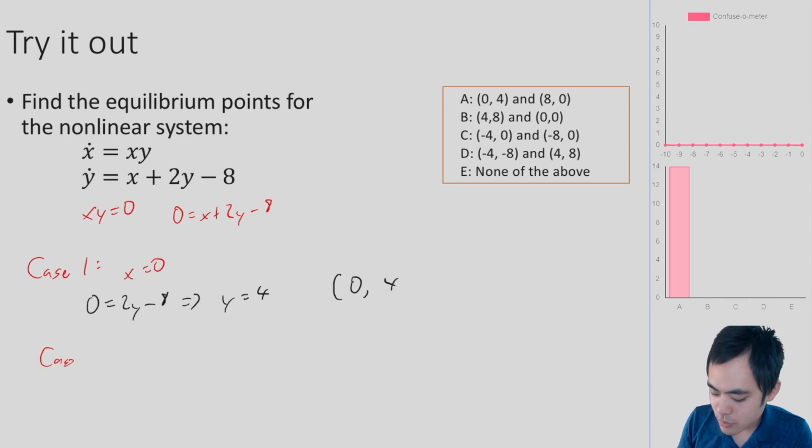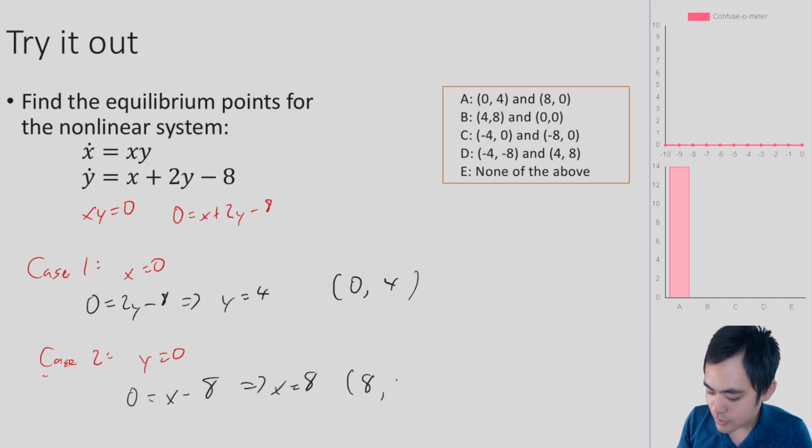Case 2, we have y is equal to 0, and so then we're left with 0 is equal to x minus 8, which means x is equal to 8, and you get (8, 0). So the answer is indeed A.